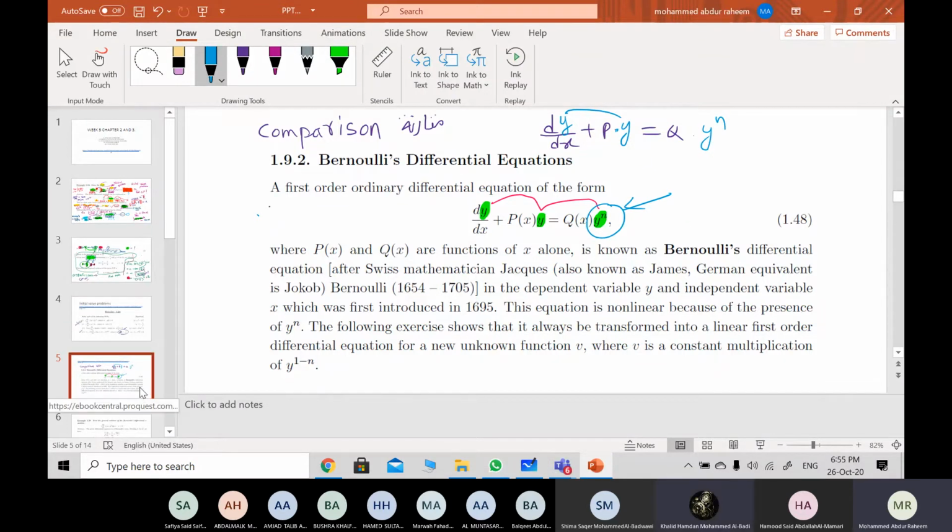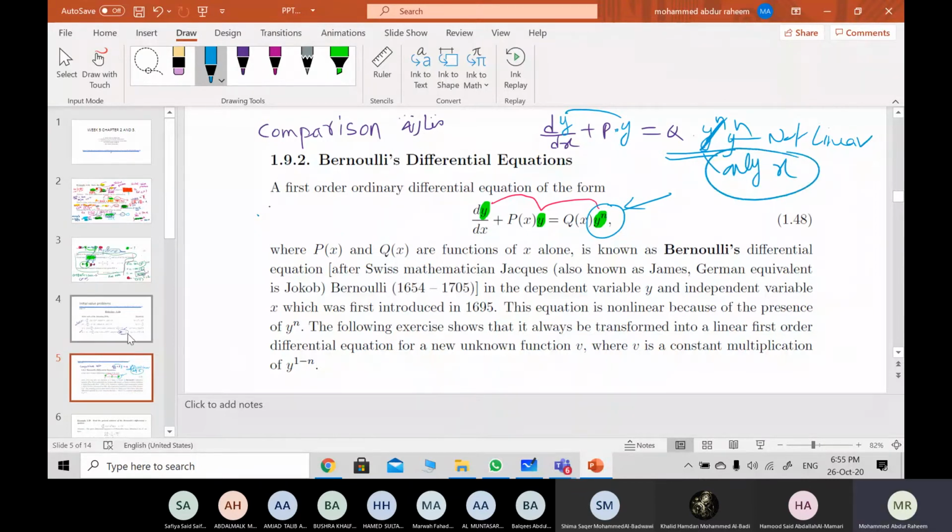For linear, without y, right? There is no y here. Yes, mashallah, Zen. No y. If y is there, it is not linear. If y is there, not linear. Here only x is allowed, only a function of x. Good.